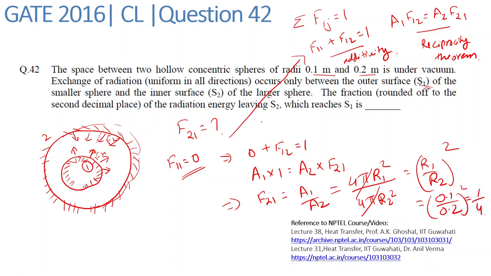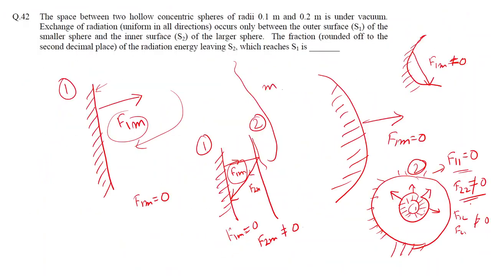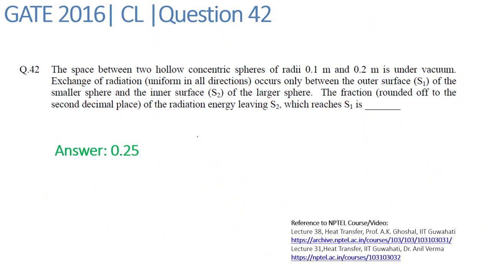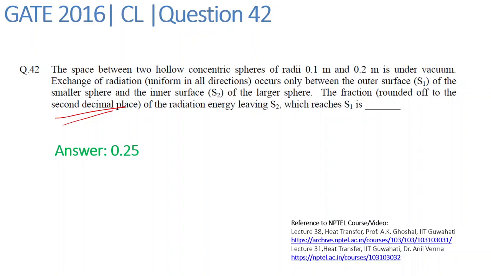That is the fraction of radiation energy leaving surface 2 which reaches surface 1, which we call F21, and it will be 1 by 4. So the final answer we can report as 0.25, since we have been asked to report it to two decimal places. Okay, so I hope this answers your doubt in the question. If you have any doubts related to any of the questions discussed today, you can ask, or else we can conclude today's session.